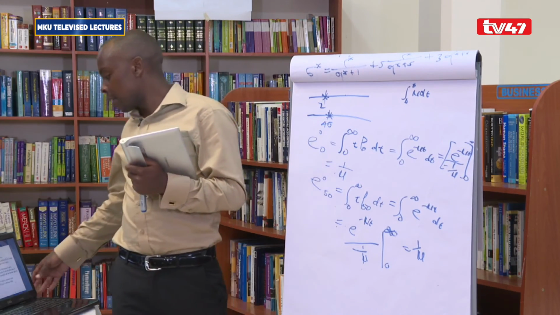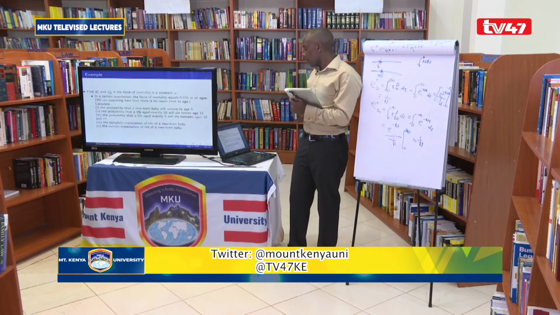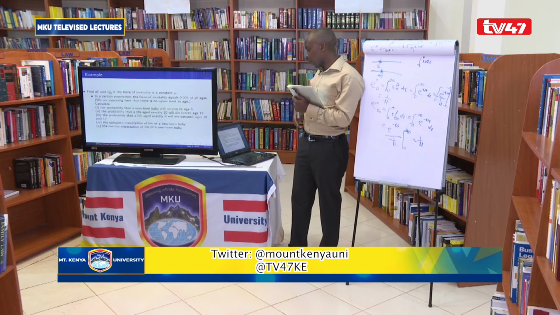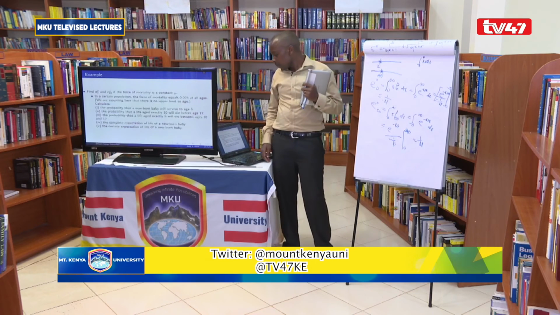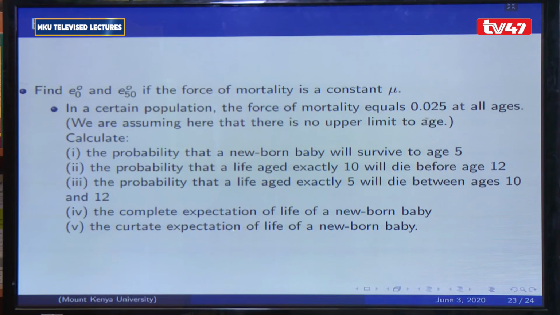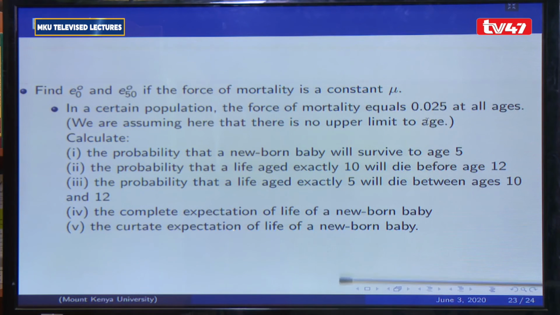And this can be applied in the following example. We can have another example, and here we are finding various probabilities. In a certain population, the force of mortality equals 0.025 at all ages. So we will assume that there is no upper limit for our age, and that allows us to integrate from 0 to infinity because the upper limit is not defined.